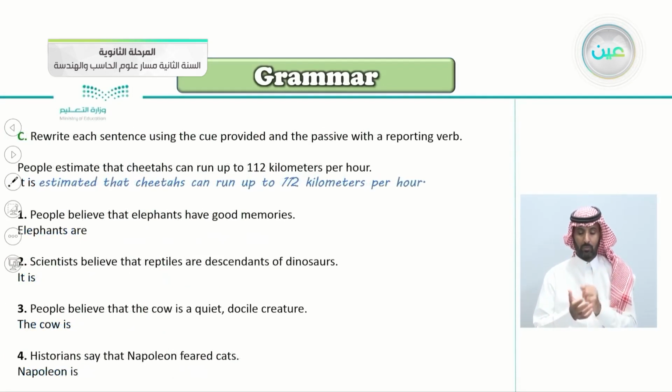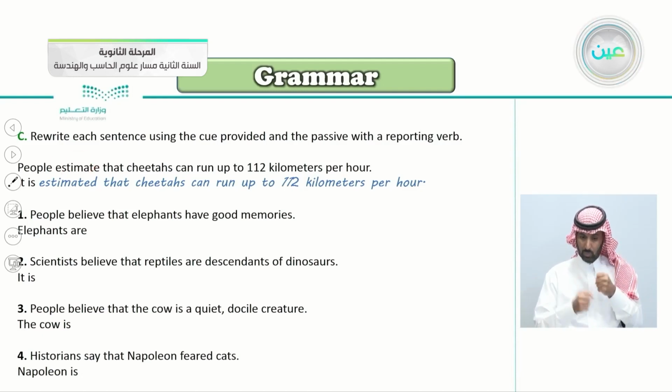Moving on to exercise C here. Rewrite each sentence using the cue provided and the passive with a reporting verb. So using reporting verbs. People estimate that cheetahs can run up to 112 kilometers per hour. So the verb here is estimate. So we say it is estimated, then you continue that cheetahs can run up to 112 kilometers per hour. So I think now you're beginning to get the hang of it.